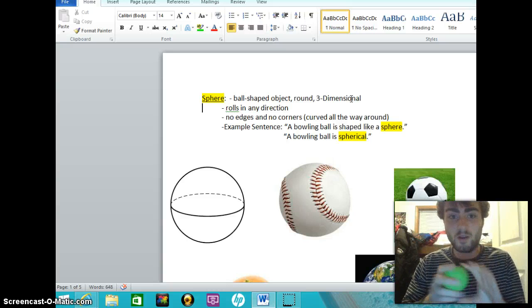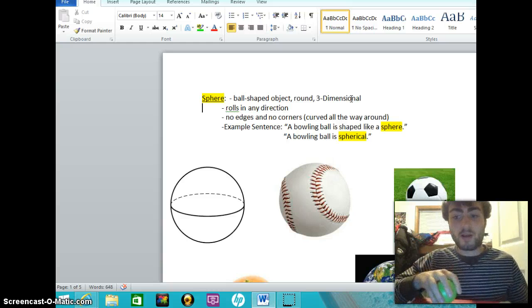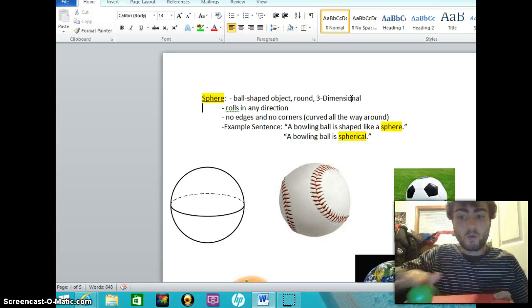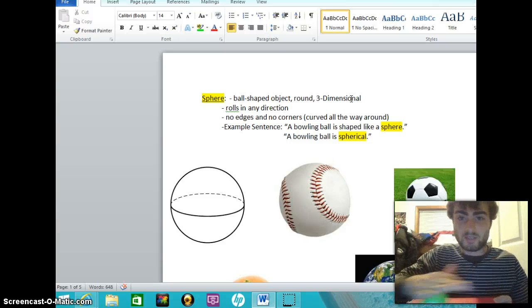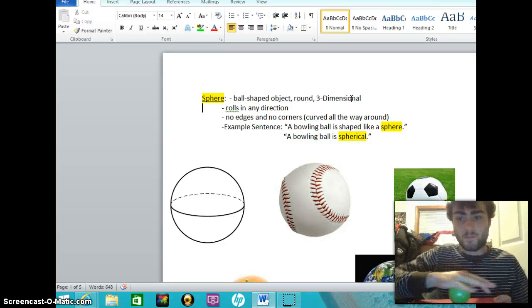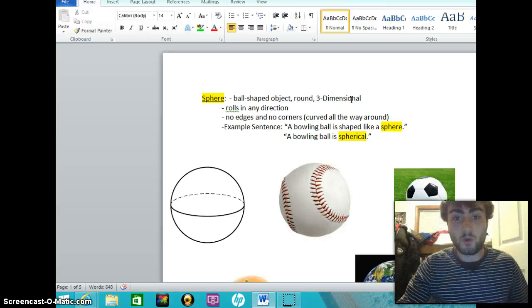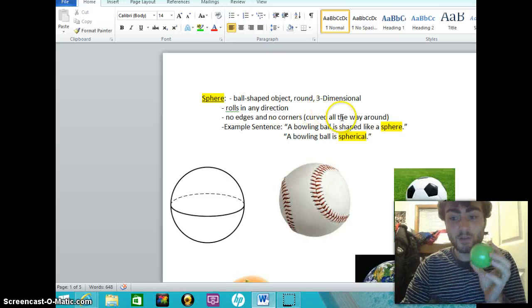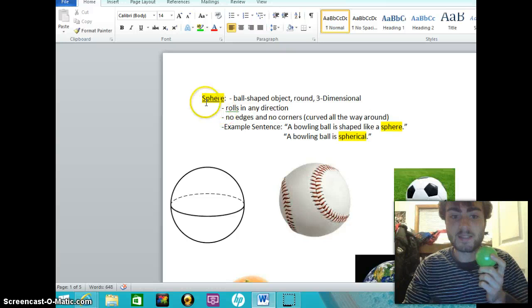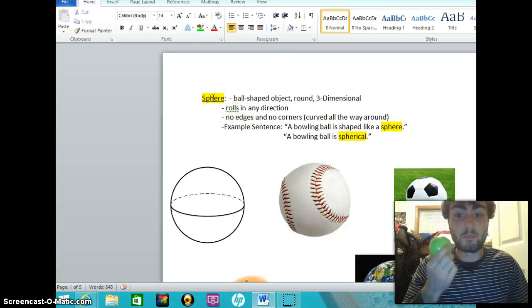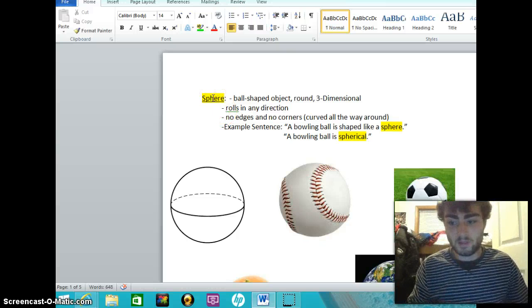Now a sphere, if you put it on a table, you can roll it in all directions. That's because there's no edges and there's no corners. It's curved the whole way around. What I want you to remember is that a sphere is a ball-shaped object.